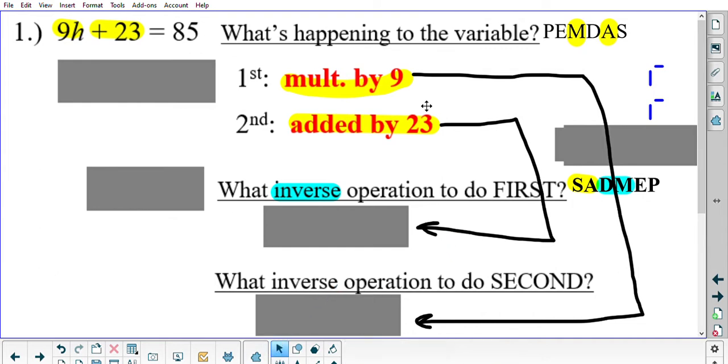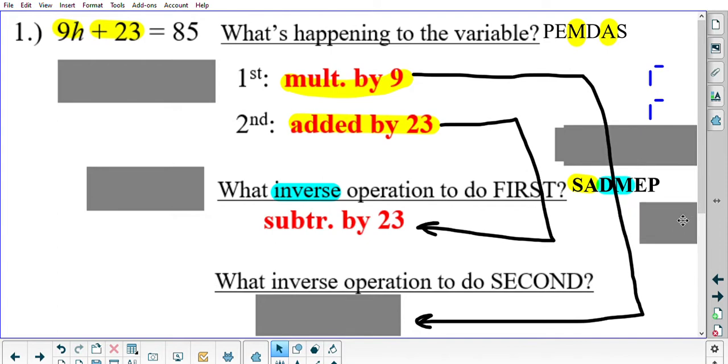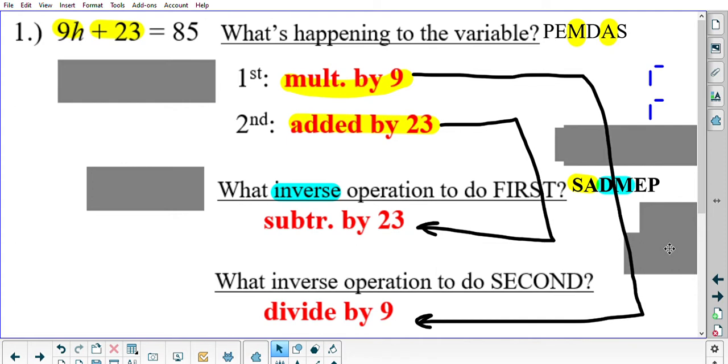So, what's the inverse of adding by 23? Subtracting by 23. That will be the first inverse operation. Even though adding by 23 was the second thing happening to the variable, inverse means opposite. So what was last will now be inversed first. And then the second inverse operation will be the inverse of the multiplying by 9, which was the first thing happening to the variable. And the inverse of multiplication, of course, is division. So the second inverse operation that we will do is to divide by 9.